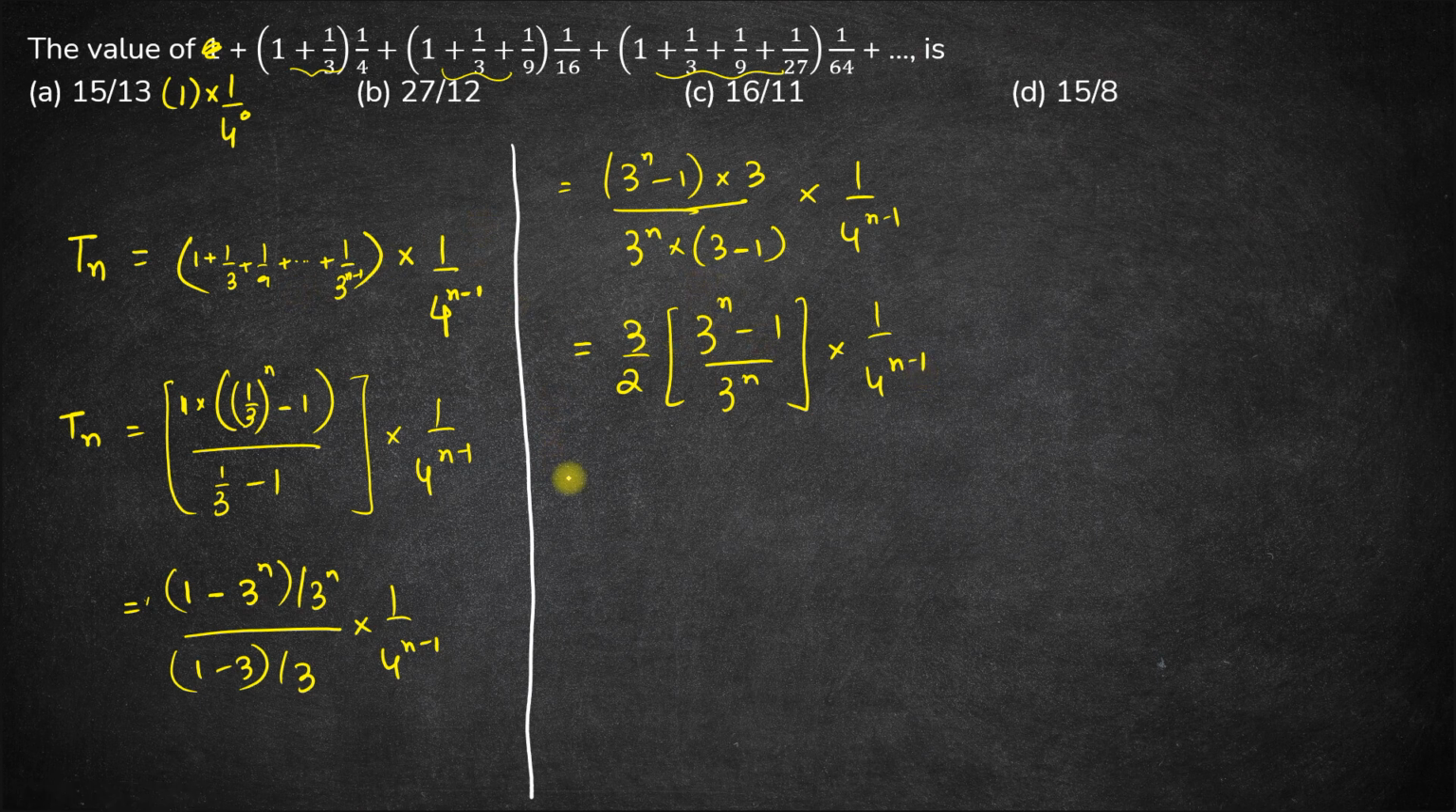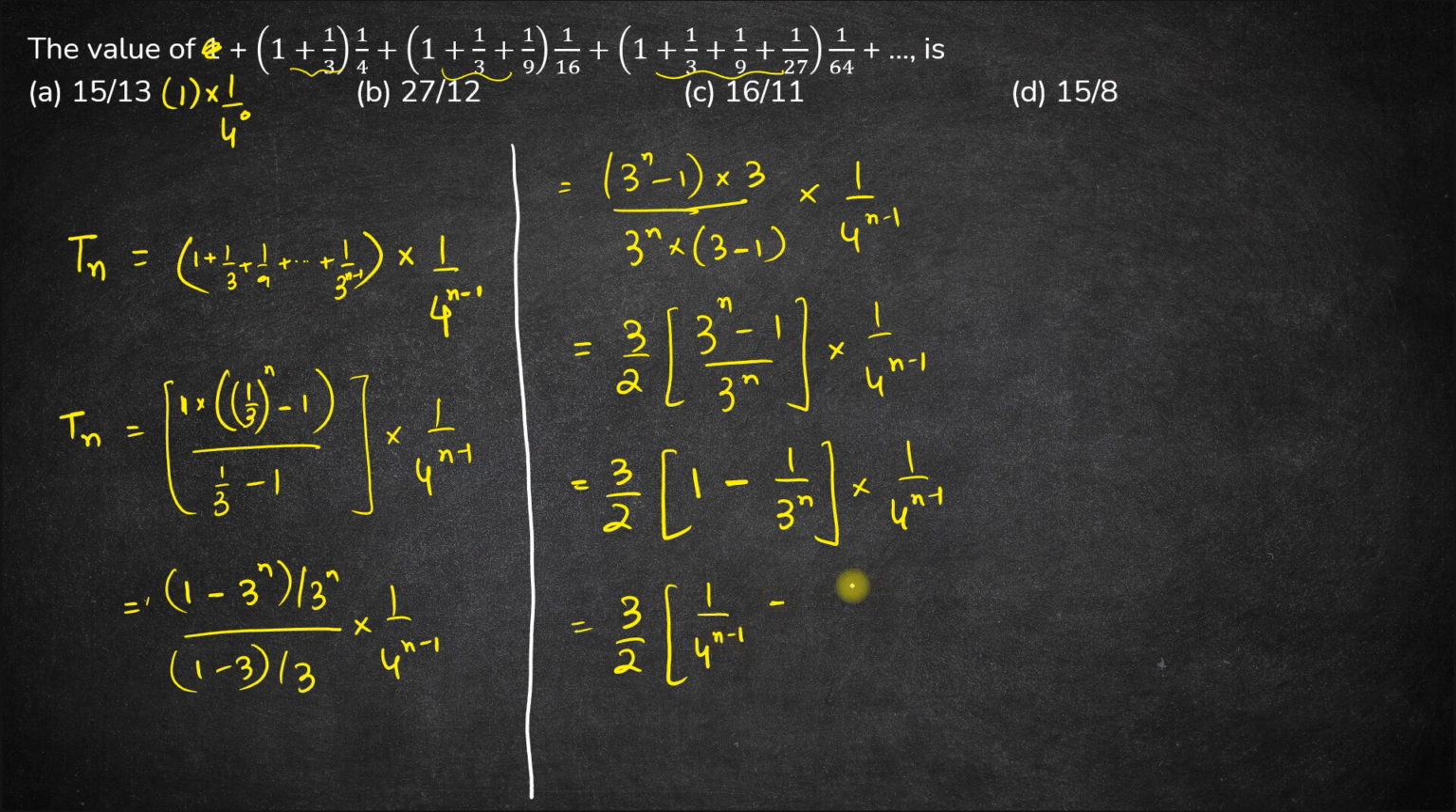So now this can be even further simplified as 3 by 2 into 3 power n upon 3 power n is 1 minus 1 upon 3 to the power n whole into 1 upon 4 to the power n minus 1. So this becomes 3 by 2 times of 1 into this whole thing is 1 upon 4 to the power n minus 1 minus 1 upon, now 3 to the power n can be written as 3 into 3 to the power n minus 1 into 4 to the power n minus 1, right?